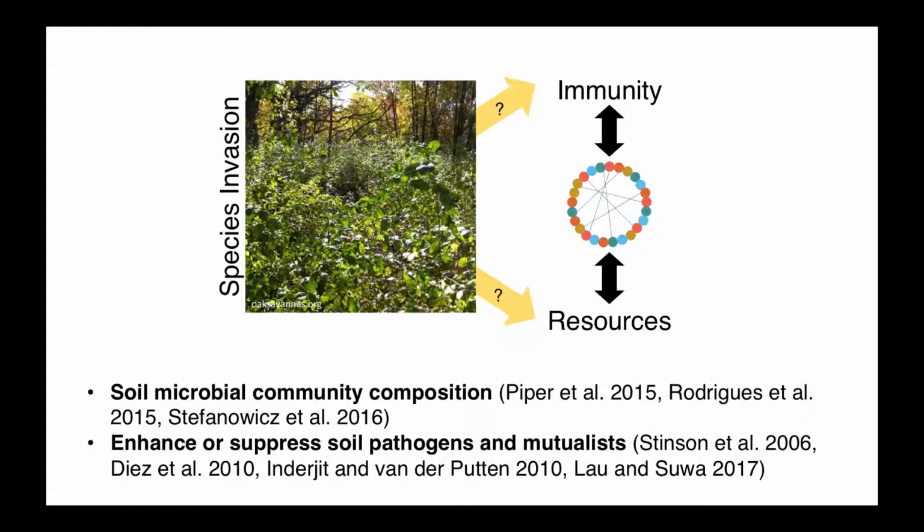And then the plant community factor that I'm going to focus on is plant invasion. So I have question marks here because, in the studies so far, we're not sure what the mechanism necessarily is when a plant invasion is affecting these communities, but we are seeing big shifts in soil microbial community composition when a plant invades an ecosystem. And also we see changes in the prevalence of soil pathogens and mutualists.